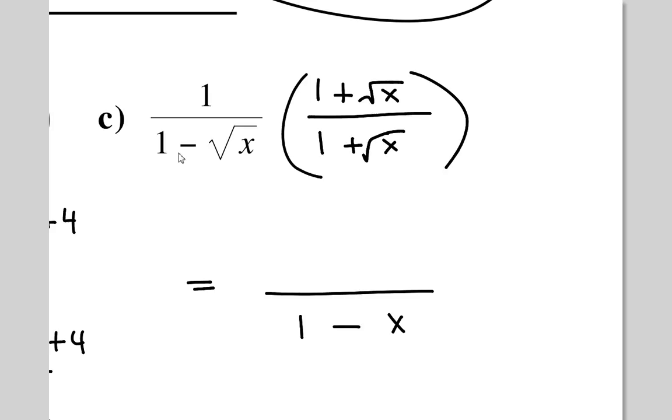Top, this one actually looks so easy. You're just going to distribute a 1, so 1 times 1. And then 1 onto root x, like, oh my gosh. Why was that so easy?